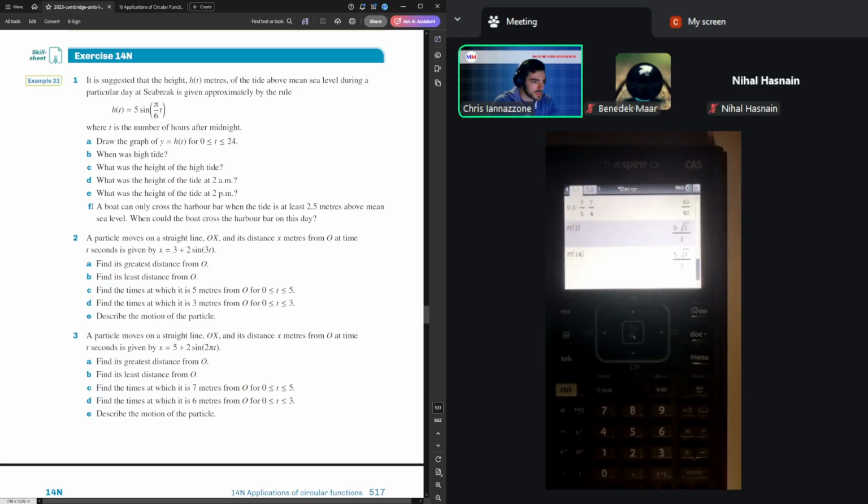Cool. Okay. Next up, part F. We saw this question a little bit already. We're just going to now see how much we remember from it. A boat can only cross when the tide is at least 2.5 meters above mean sea level. When could the boat cross the harbour on this day?